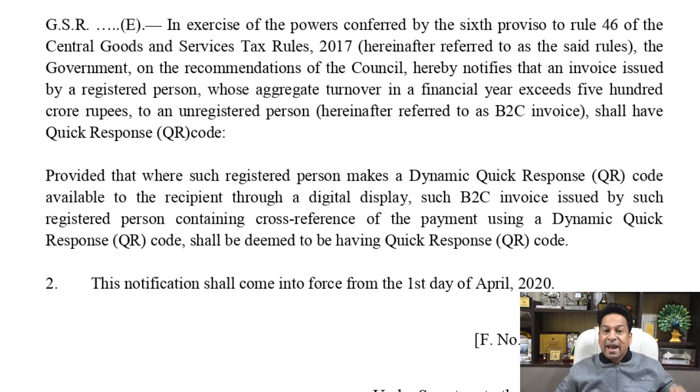These changes are being made, and 5 notifications are being issued in this regard. Notification number 68/2019, that's Central Tax, dated 13 December 2019. So 68, 69, 70, 71, 72. These 5 specific notifications, all dated 13 December 2019, talk about the changes which I have referred to just a while ago. So these are the changes effective from 1st April 2020.